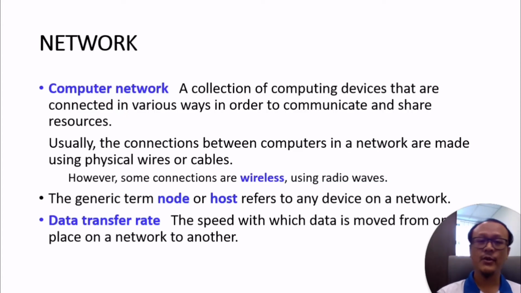So first of all, what is a computer network? A computer network is a collection of computer devices that are connected in various ways in order to communicate and share resources. For example, in the computer lab, there are multiple computers and all of them are connected, either through wires or wireless, so it depends. And these multiple computer devices are called a computer network. The devices in the network, we call them node or host. And the speed at which data is moved, we call the data transfer rate.